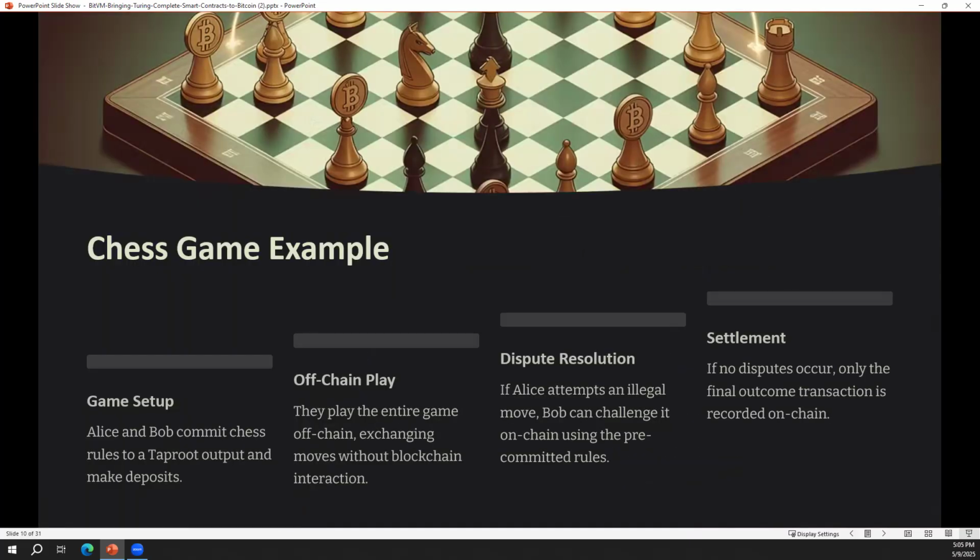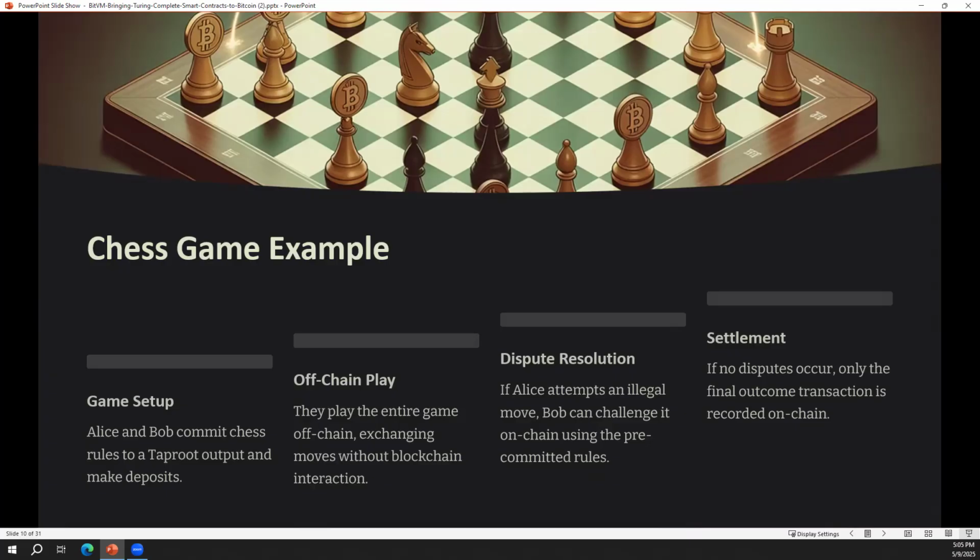So we have a chess game example here to illustrate. Imagine a BitVM contract for a simple game of chess between Alice, who is the prover, and Bob, who is the verifier. The entire chess game rules are committed in a Taproot output. Alice and Bob make initial deposits and then play the game off-chain, exchanging moves. If Alice tries an illegal move or claims victory illegitimately, Bob can halt and initiate a challenge.